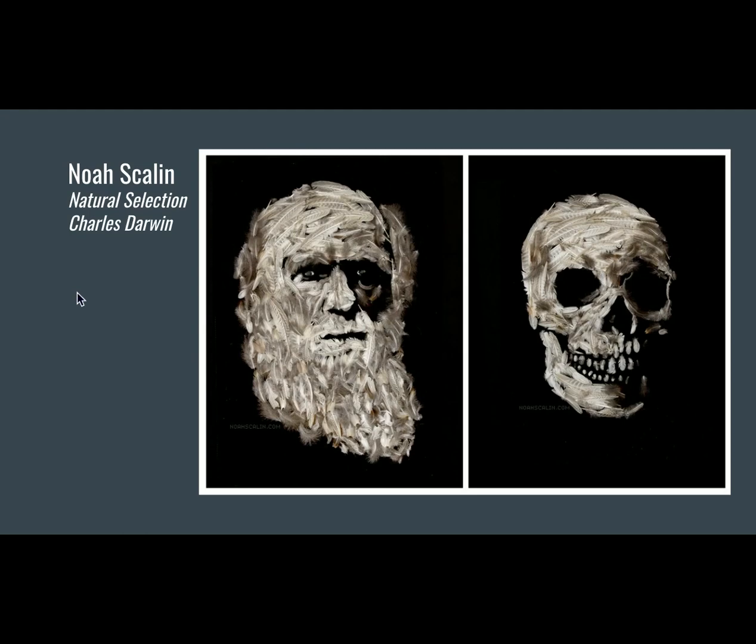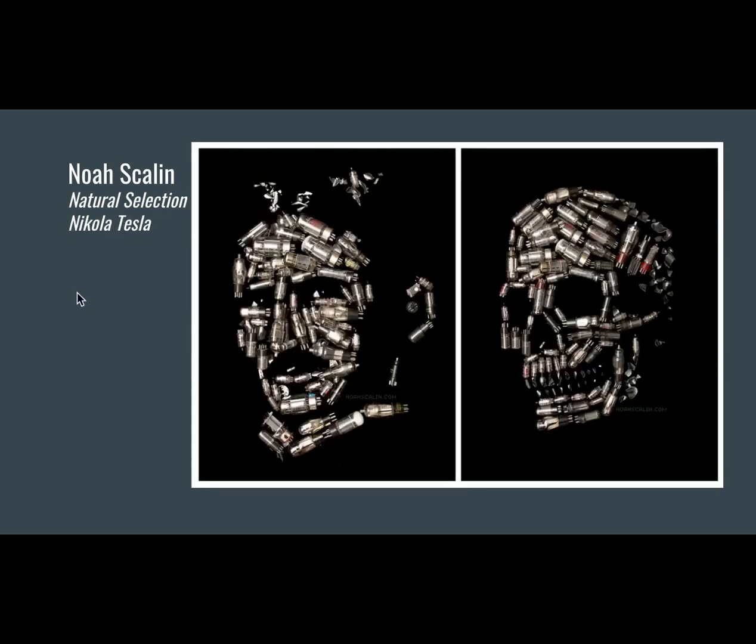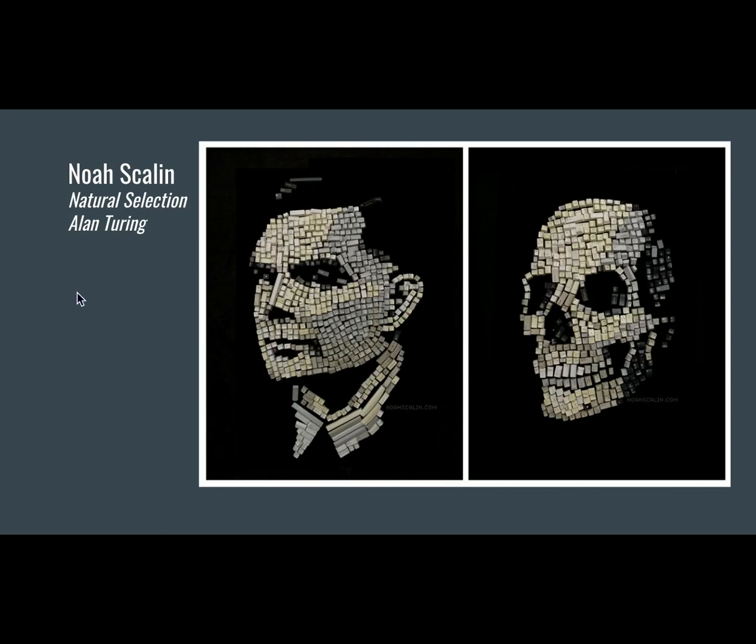Here we have Darwin, and Darwin created the theory of evolution, and so he spent a lot of time on the Galapagos Islands with birds, and so Scanlon's used bird feathers. And Tesla. So Tesla worked with different kinds of, exploring power and the Tesla coil. And so these are motors, I believe, used to make up his face. And then Turing, who worked in sort of the origins of computation. And so you have computer keys making up his face.